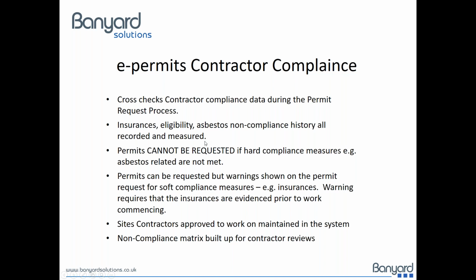Permits cannot be requested if hard compliance measures are not met. So if, for example, I'm coming in to do some work and I'm going to take a wall down, there's asbestos there. If I'm not an asbestos qualified contractor, I cannot even put that request in. Permit requests can be made and warnings shown for some measures. So, for example, if my insurances are not adequate for a particular piece of work, it doesn't stop me submitting the request, but it makes sure that before I can actually start work, I have to bring along evidence to show that my insurances are now up to date.